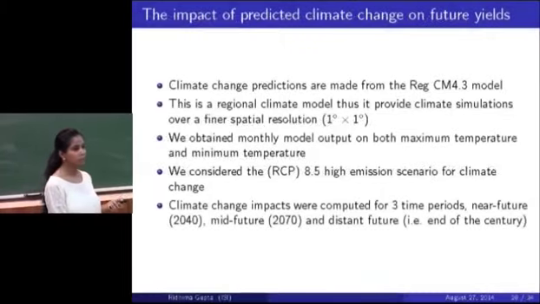The impact of predicted climate change on future yields. So climate change predictions are made from the Regression 2.3 model. This is a regional climate model, and therefore it provides climate simulations over a fine spatial resolution, 1 degree by 1 degree, and we obtain monthly model output on both maximum temperature and minimum temperature. We are not showing the effect for solar radiation because the model output estimates are unreliable, because aerosols are not modeled very well. So those predictions are not reliable. And we consider the RCP 8.5, which is a high emission scenario for climate change. Regional climate.